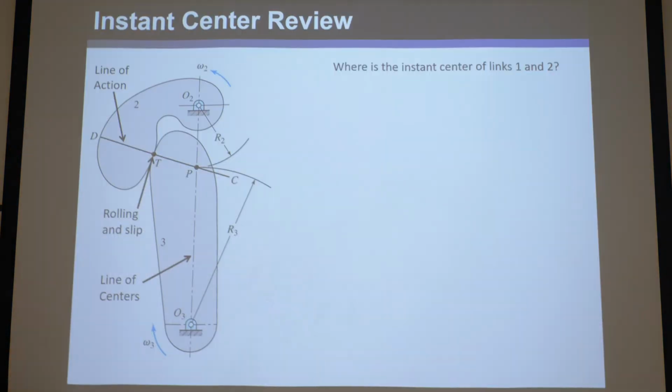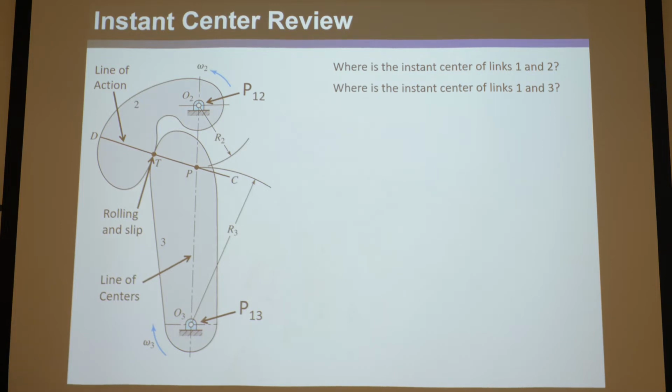Let's do a review of instant centers from topic 3. You've got two bodies labeled 2 and 3, and body 1 is the ground. So you've got 3 bodies. Where is the instant center of links 1 and 2? Well, it's right there. That's P12 or P21. That's where they both have the same velocity, which is a velocity of 0 because the ground is fixed. Where is the instant center of links 1 and 3? Same thing. It's right there, P13 or P31. Either one is correct.